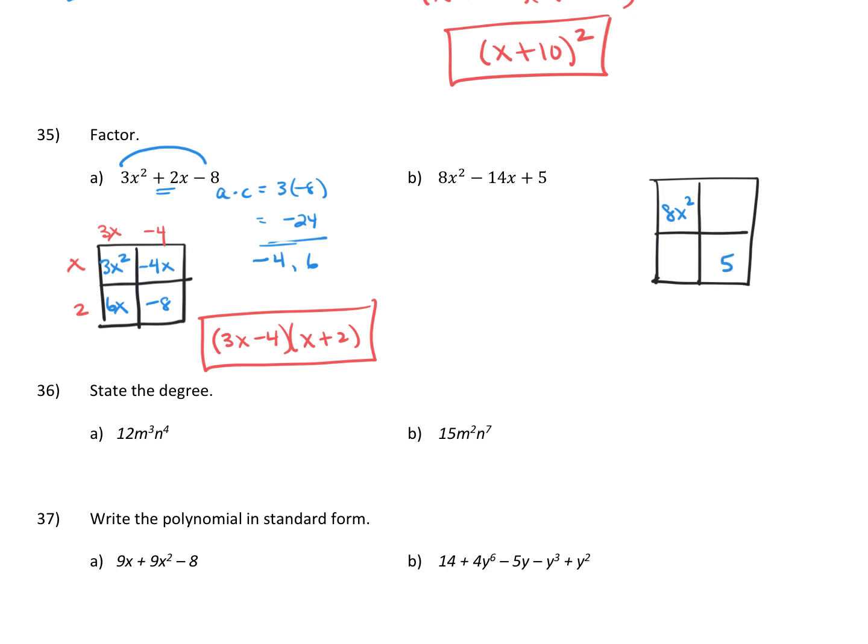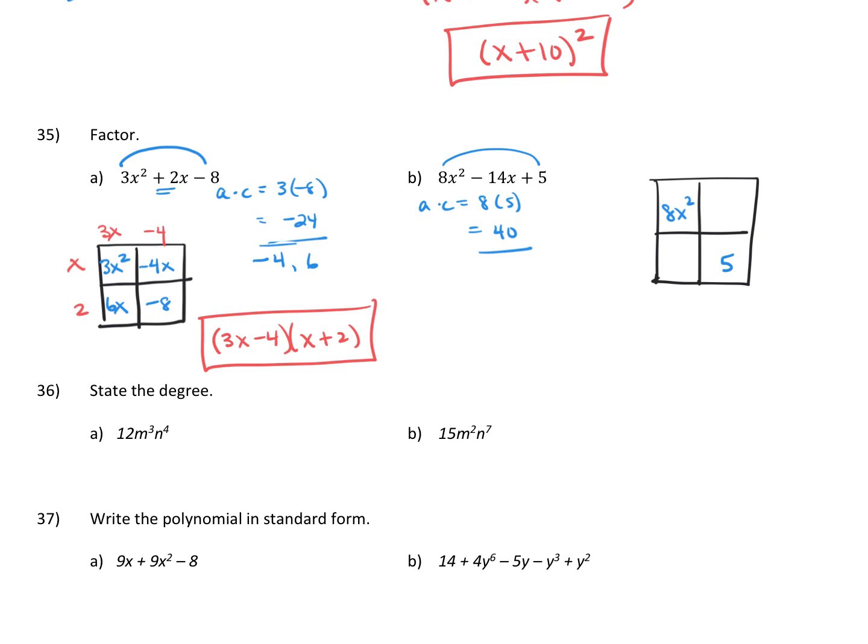Now, we have to do a times c. We have that extra step, a times c. So 8 times c is 8 times 5, which is 40. We're looking for factors of 40 that add up to a negative 14. So factors of a positive 40, we can have positive factors or negative factors, and we need it to add up to a negative 14.